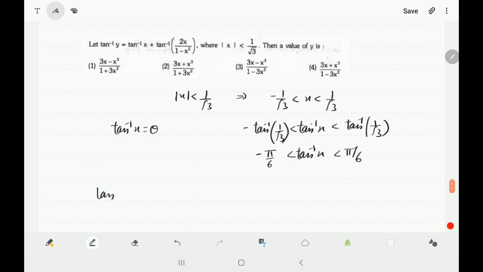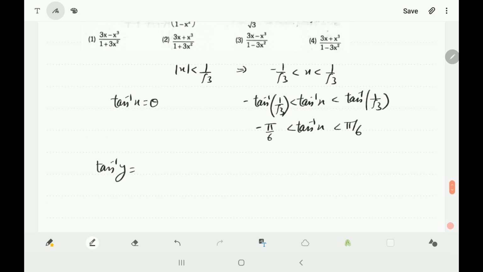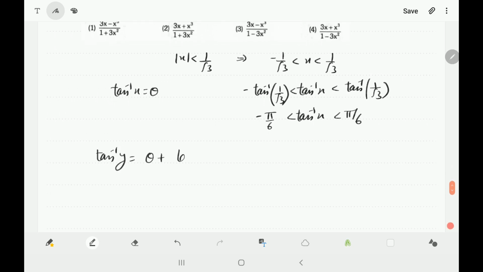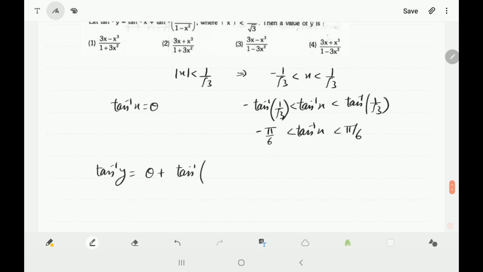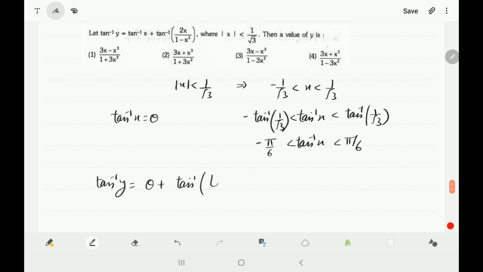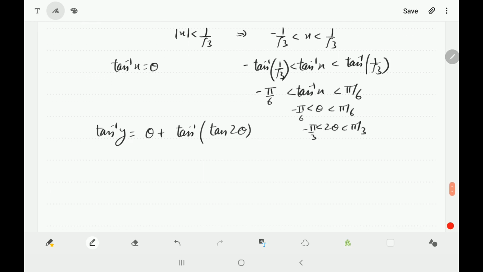Tan inverse of y is equal to tan inverse of x, which is theta, plus tan inverse of 2x upon 1 minus x square, which will give us 2 tan theta upon 1 minus tan square theta, which is tan 2 theta. Because theta is from minus pi by 6 to pi by 6, 2 theta will be from minus pi by 3 to pi by 3, which is already in the principal value branch, minus pi by 2 to pi by 2. So we will have tan inverse y is equal to theta plus 2 theta, which will give us 3 theta. So this term is actually 3 tan inverse x.